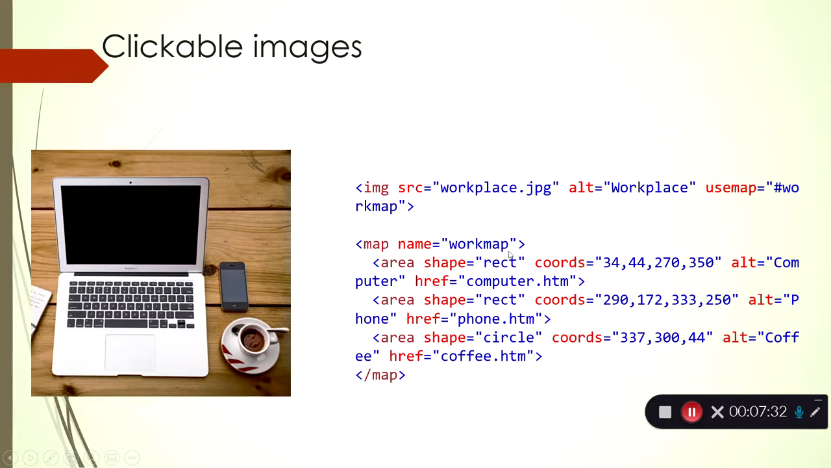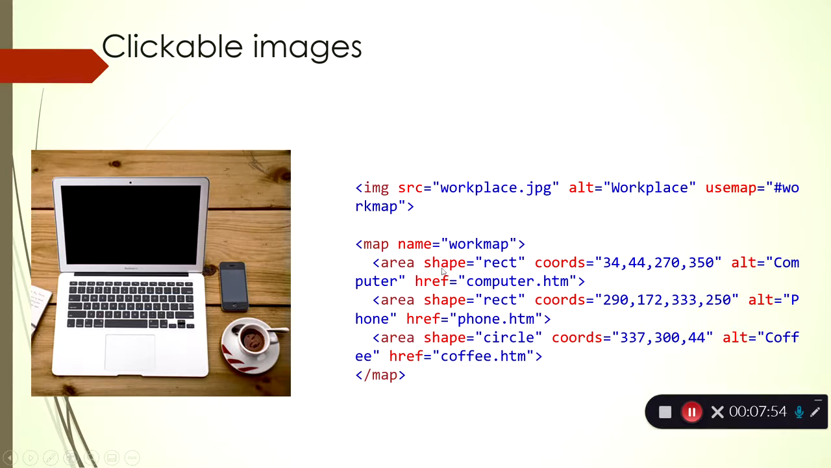You can see the word map is the value of the name attribute of the map. And you can see the usemap has the same name with a hash symbol, with hashtag. And then inside this map you can have the area elements. For each clickable area you have to use the area element, area tag.